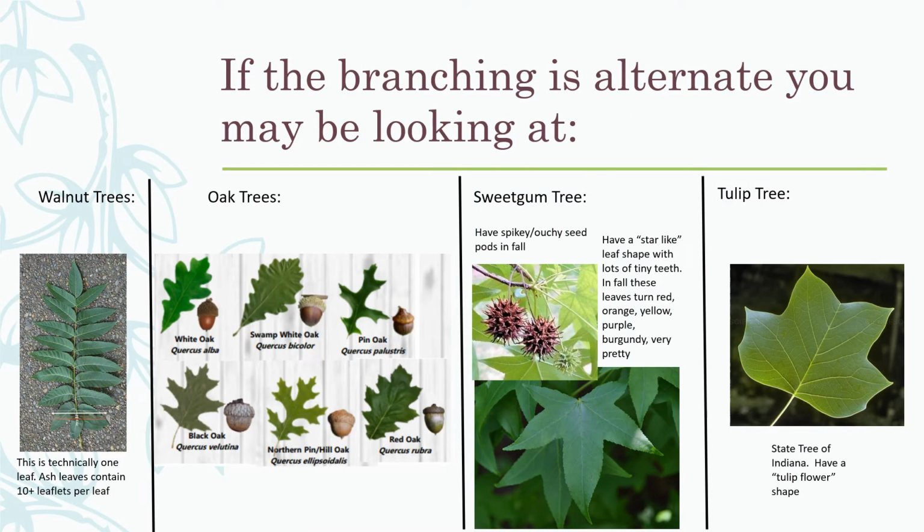Then we've got alternate trees. So you've determined that the tree has alternate branching, so therefore you could be looking at a whole variety of these trees. All right, so there might be walnut trees, and this is a very long leaf, and that very long leaf has over 10 leaflets on it. All right, so it's easy to distinguish from the ash tree because it's got alternate branching, and it's also got way more leaflets on it.